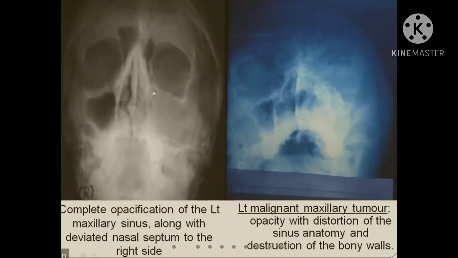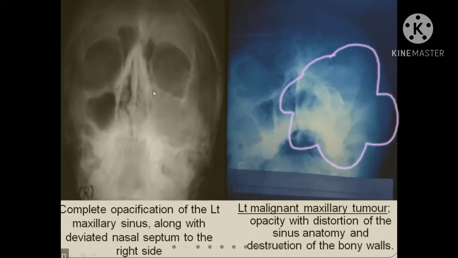What we see in the left X-ray is that there are two findings. The first is there is septal deviation with a septal spur, as you are seeing with this red line. The next thing is the maxillary sinus is completely opacified. So this is a complete opacification of the left maxillary sinus with a DNS.